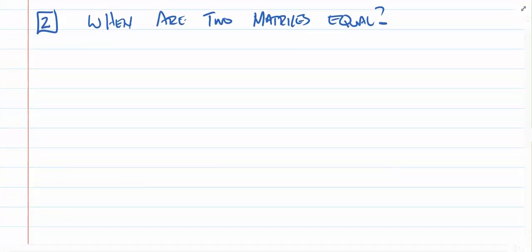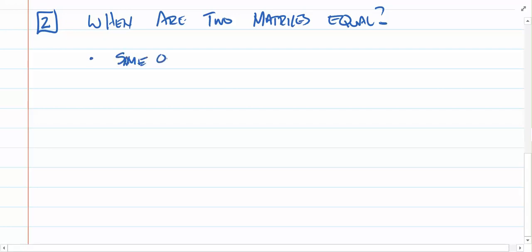So this is the idea of when two matrices are equal. There are a couple of things that have to happen in order for two matrices to be equal to each other. Do you have any guesses of what they might be? Same order, yes, exactly. So they must have the same order, and they must have the same entries.